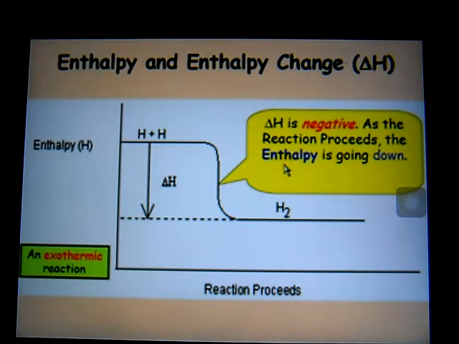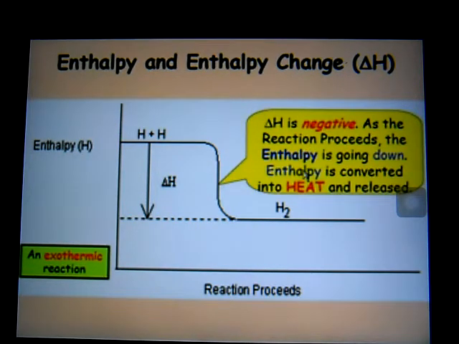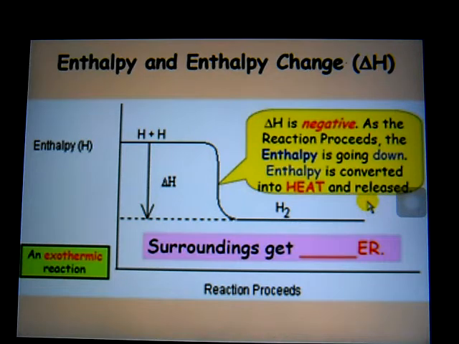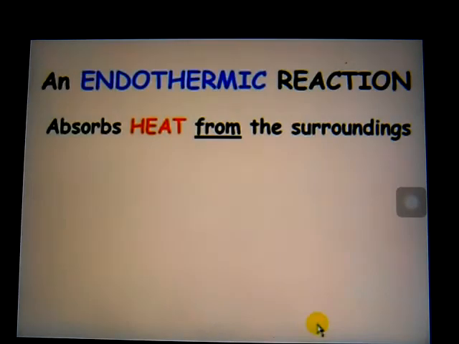So what happens to this enthalpy? Well, it's converted into heat. As it's losing enthalpy, it's producing heat, and this heat is released to the surroundings. So the surroundings would get warmer or cooler? You guessed it, they would get warmer.